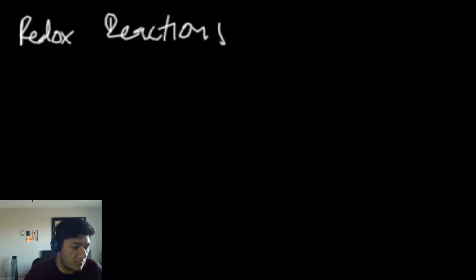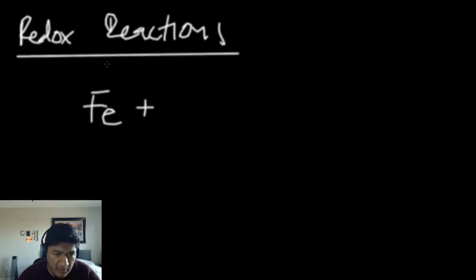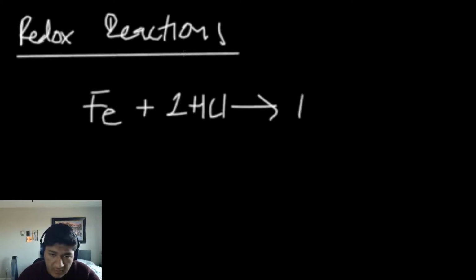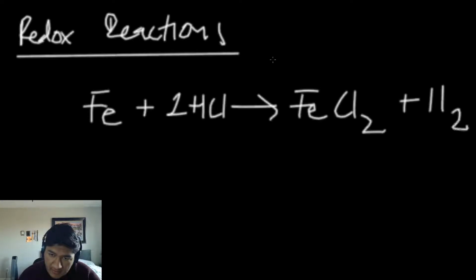So today we're talking about, once again, redox reactions. Alright, so to get started, I'm just going to introduce a pretty simple equation that you guys have probably seen before, hopefully, but it's just an arbitrary equation that we're going to use. We have iron reacts with hydrochloric acid to form iron chloride and hydrogen gas.